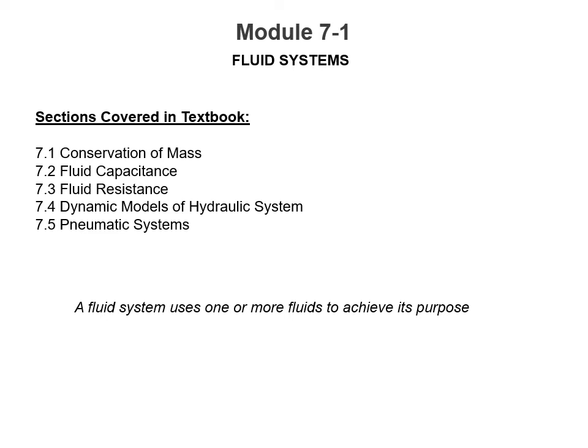So we're going to break this module down in a couple different sections. The first section will be our 7.1. In this section here, we're going to look at fluid systems. So relating back to our textbook, this will be section 7.1, conservation of mass, 7.2, fluid capacitance, 7.3, fluid resistance, 7.4, dynamic models of hydraulic system, and 7.5, pneumatic systems. So a fluid system uses one or more fluids to achieve its purpose.